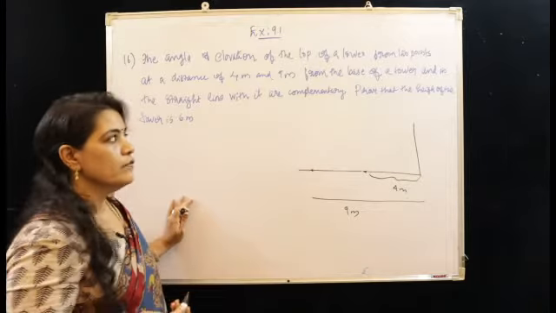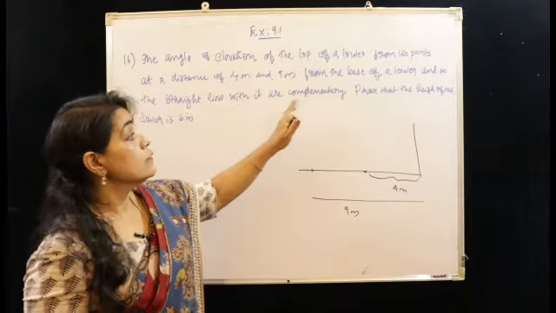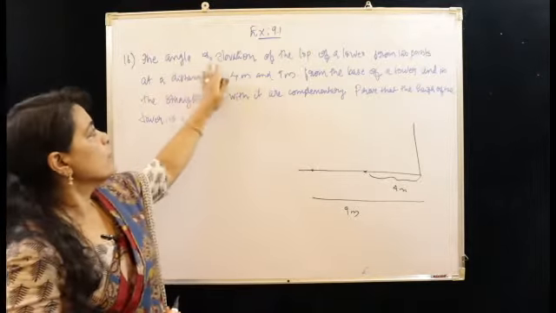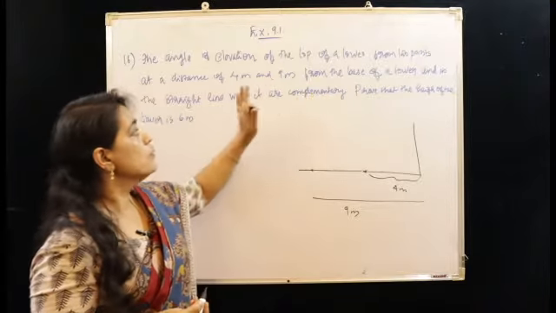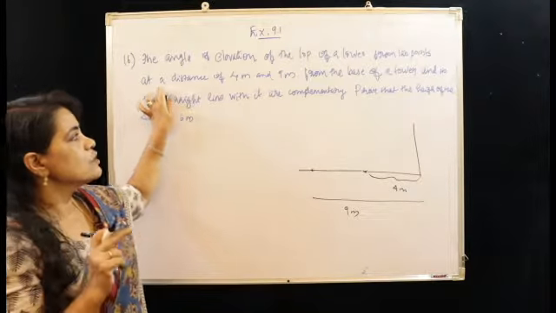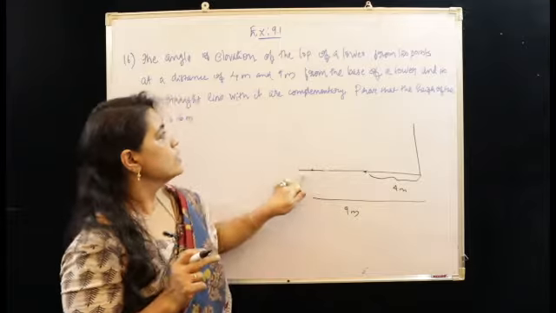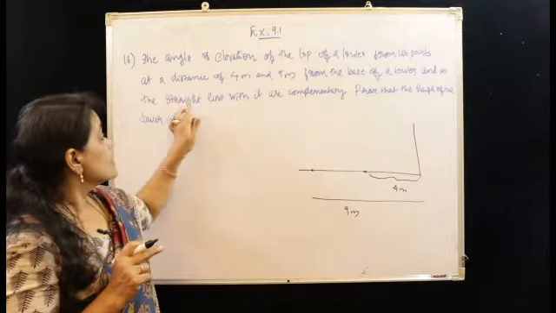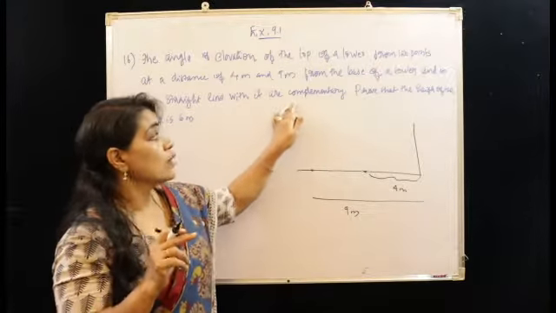And the angle of elevation. This is a very important question, children. The angle of elevation of the top of the tower from 2 points at a distance of 4 meters and 9 meters, and in the same straight line with it, are complementary.